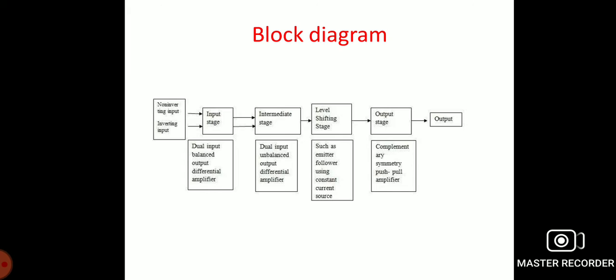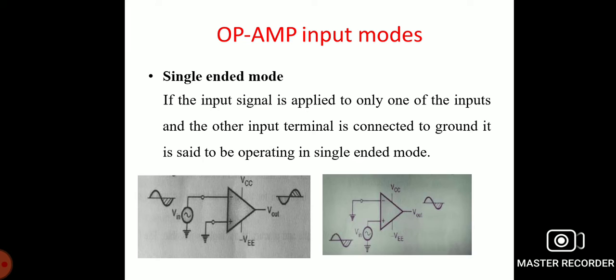Now we can move to the input modes. The input modes are single-ended mode and dual-ended mode. In single-ended mode, if the input signal is applied to only one of the inputs and the other input terminal is connected to ground, it is said to be operating in single-ended mode. You can see the picture. In single-ended mode, one of the input terminals is connected to the signal and the other is a ground terminal.